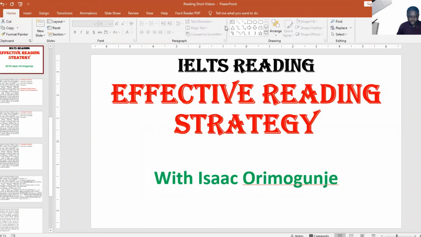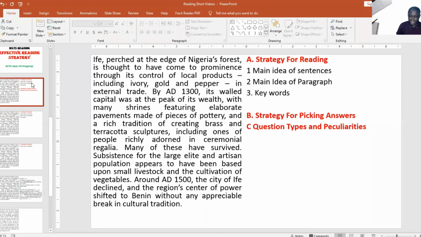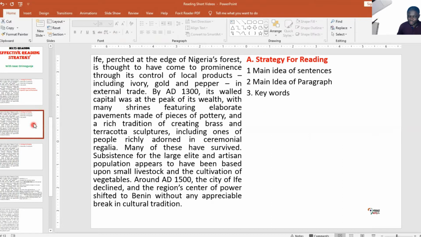In our class, we do three things. That is, we put students through them before they are set for the exam. Number one is strategy for reading. Number two is strategy for picking answers, and then question types and peculiarities. But for this moment, I'll be staying only on the strategy for reading, and you can see we have three components.